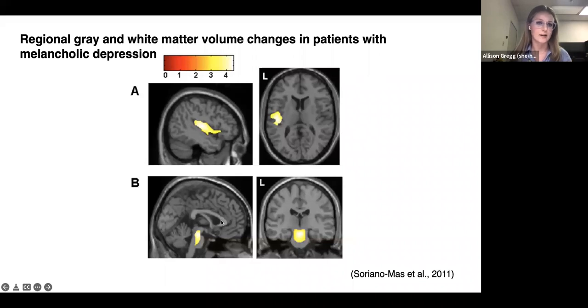You can see that a little bit further in this image here, where we see regions of gray and white matter volume change in patients with melancholic depression. And so across that top row in the box marked A there, we see the gray matter volume reductions in the left posterior insular cortex. And then across that bottom row, the box labeled B, we see the white matter volume increases in the upper brainstem tegmentum in this way.